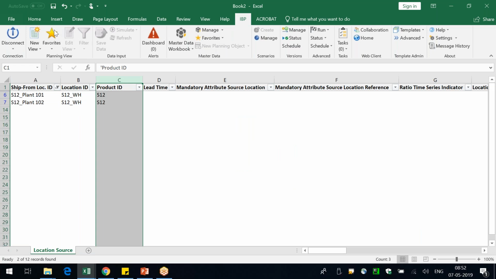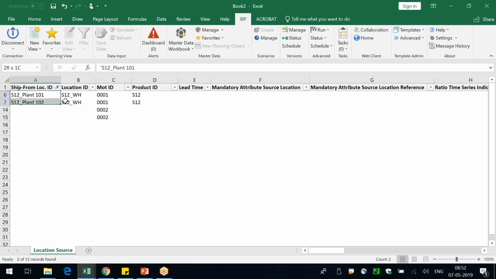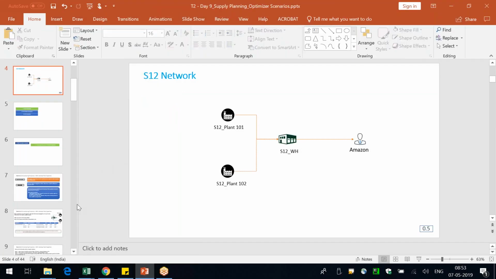So if you mark the mode of transport also, it happens like this. It's called ID. Let's say 001 is for truck, and 002 is for rail, and you maintain these two records for it. If there is another mode of transport, you also maintain it accordingly. So now how to utilize that in the supply planning run.